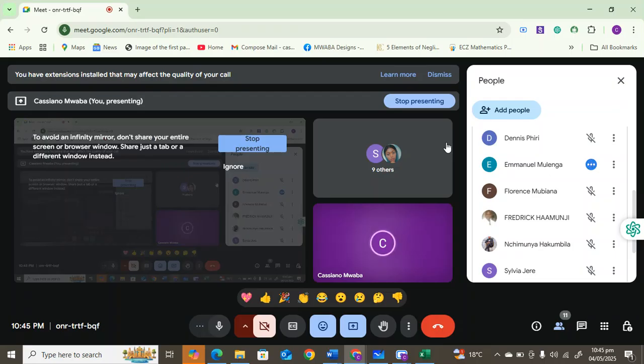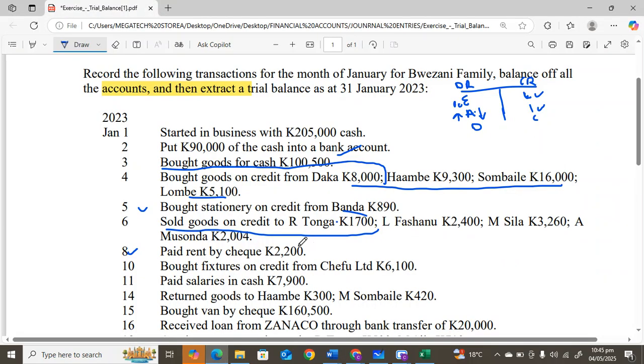Okay, all right, colleagues. So we debit rent expense, and then credit bank. Number 10, bought fixtures on credit from Chef Limited, 6,100.